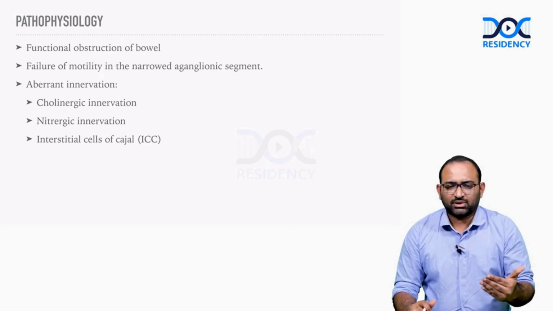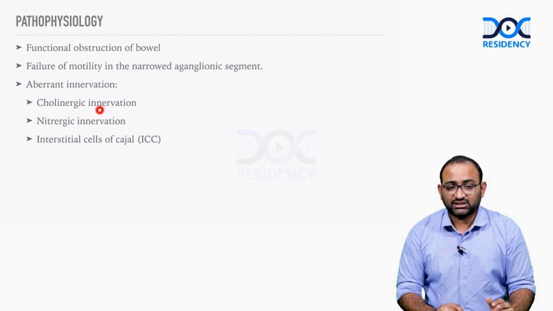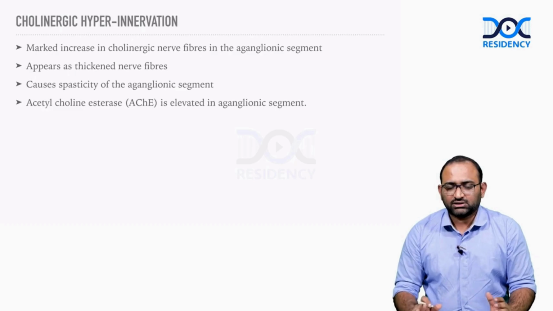What are the parts of the enteric nervous system that actually cause this Hirschsprung disease? So there is aberrant innervation. We'll discuss in detail about the cholinergic innervation, nitrergic innervation, and the interstitial cells of Cajal. Right. So first we will talk about cholinergic hyperinnervation.